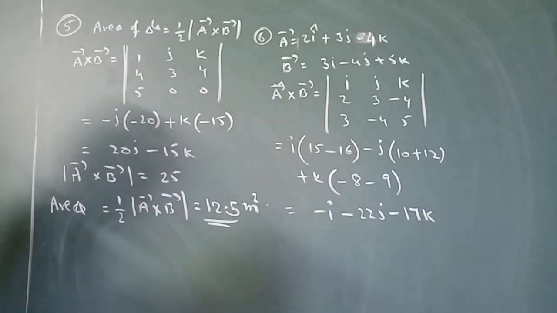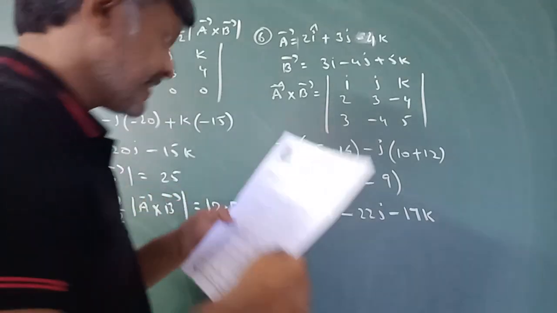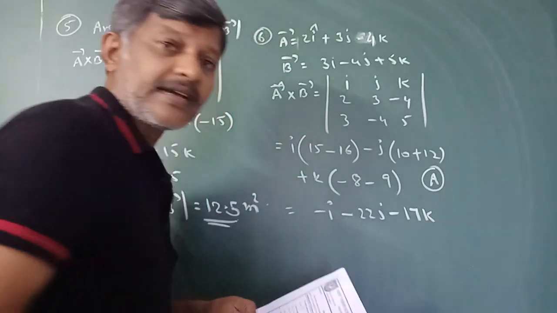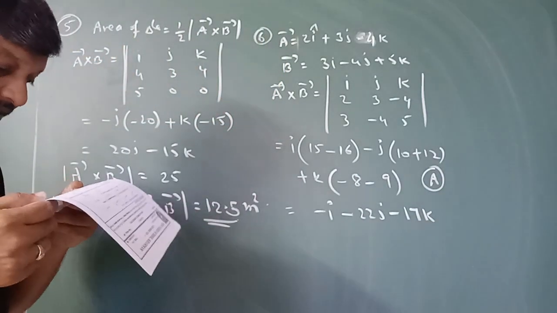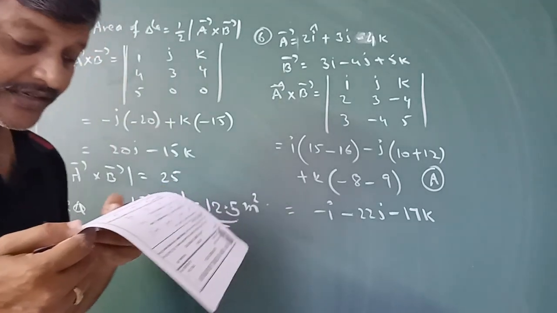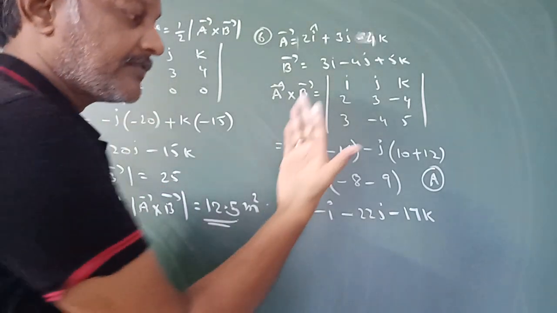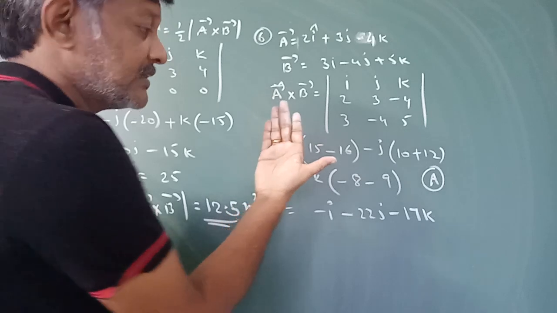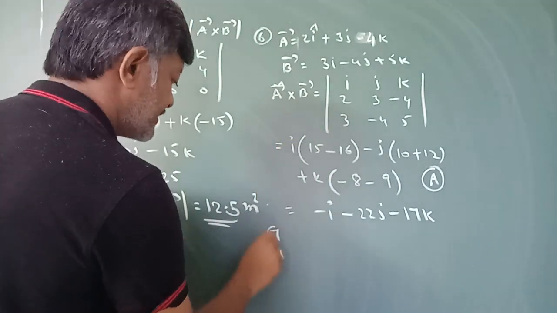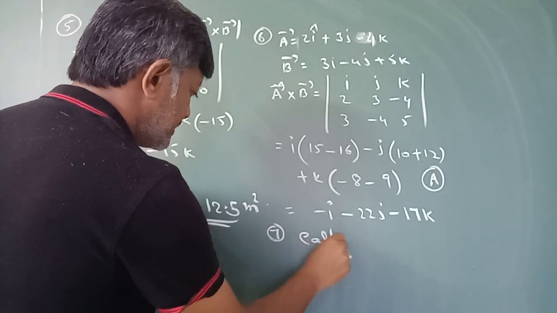This is equal to minus i cap minus 22 j cap minus 17 k cap. Option A is correct for the sixth one. Seventh one: vector A points vertically upward, B points towards south. First of all, fingers upwards, next south means like this. So the answer is east.